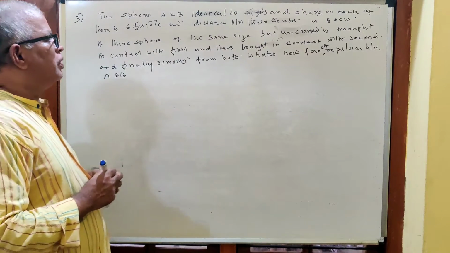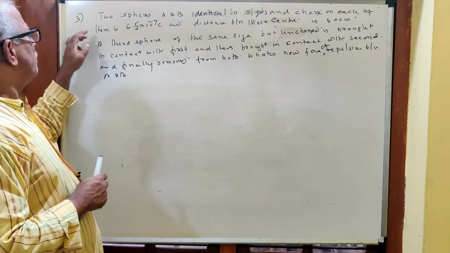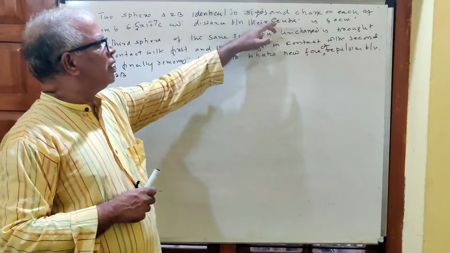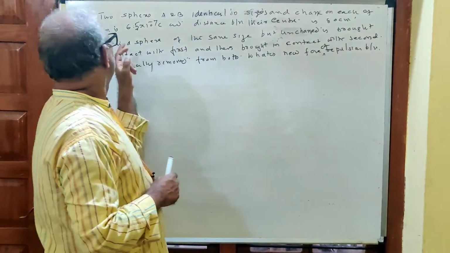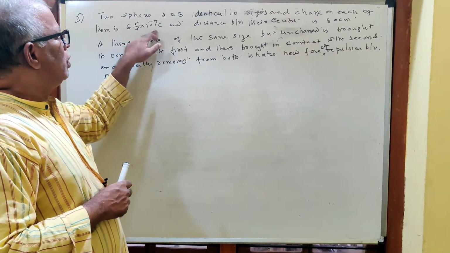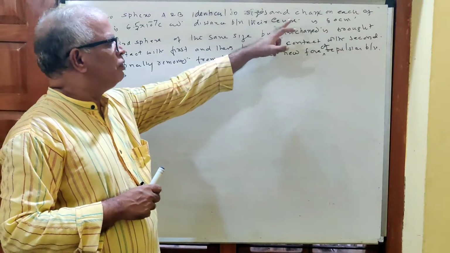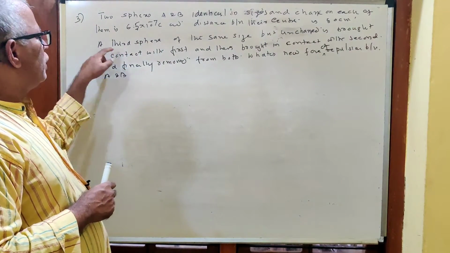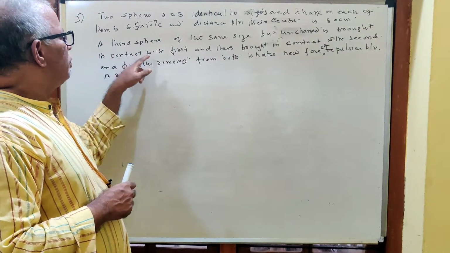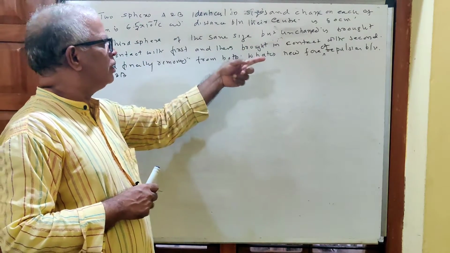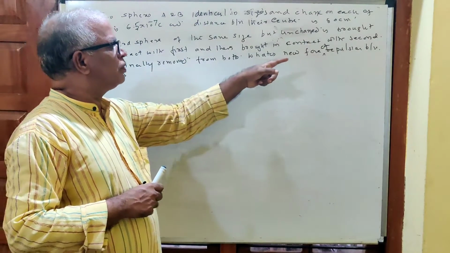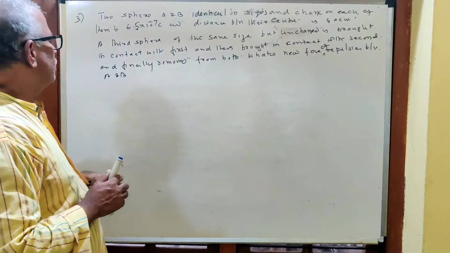See, let us do another problem from NCERT. Two spheres A and B, identical in size, and the charge on each of them is 6.5 into 10 to the power minus 7 coulomb, and the distance between the centers is 50 centimeter. A third sphere of the same size but uncharged is brought in contact with the first, then brought in contact with the second, and finally removed from both. What is the new force of repulsion between them?